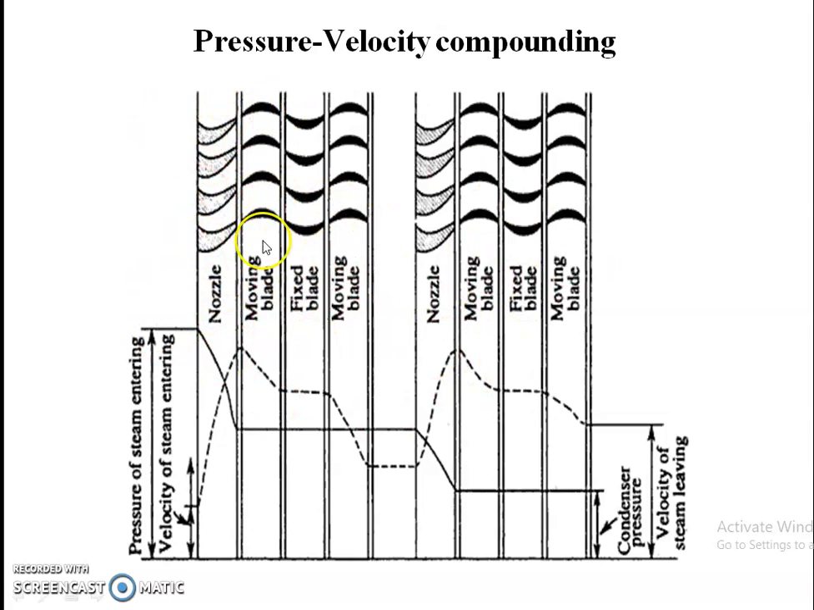Previously I told you about the De Laval turbine, a single stage turbine, which rotates at 30,000 rpm. The power output has no change. If you use compounding of the turbine, the output is the same, but we reduce the speed of the blade with the help of pressure compounding, velocity compounding, and pressure velocity compounding.